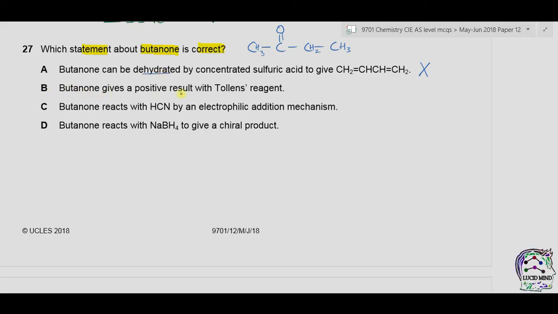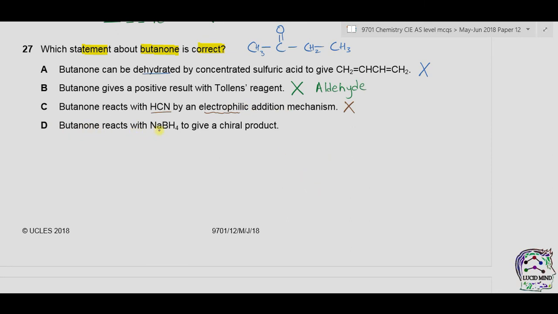Part B. Butanone gives a positive result with Tollens reagent. Now this is also incorrect because Tollens reagent gives a positive result only with an aldehyde. Part C. Butanone reacts with HCN by an electrophilic addition mechanism. This is also incorrect because it is not electrophilic addition, it is nucleophilic addition. Because this reaction is initiated by CN-, which is a nucleophile, and it will attack the partial positive carbon atom present in the carbonyl carbon. So this is nucleophilic addition, not electrophilic addition.